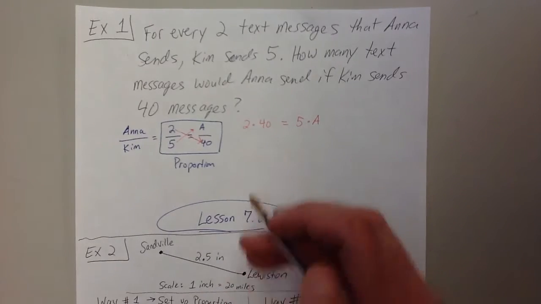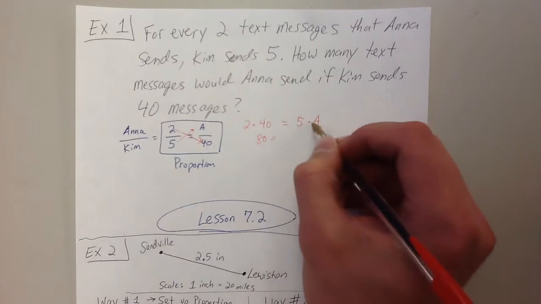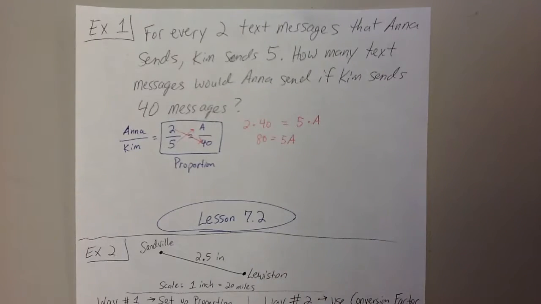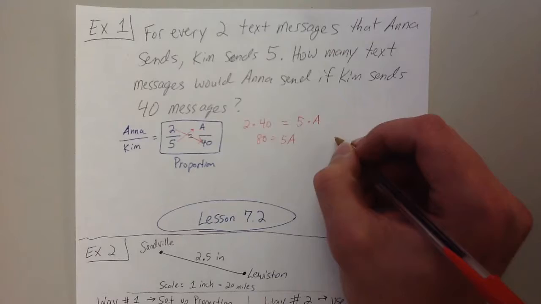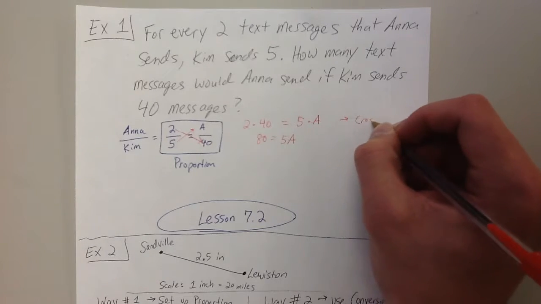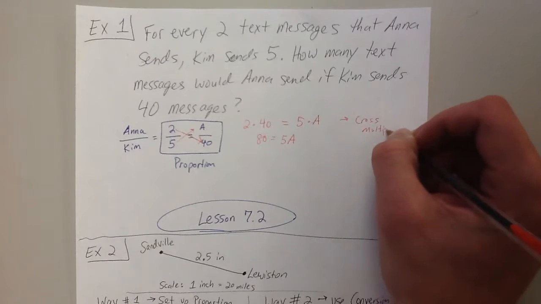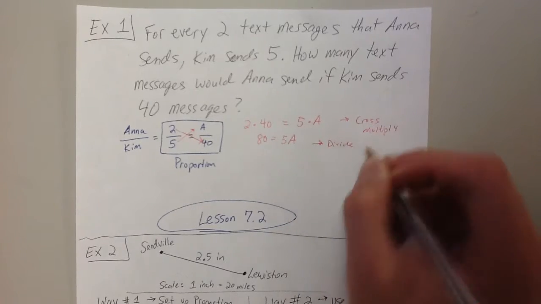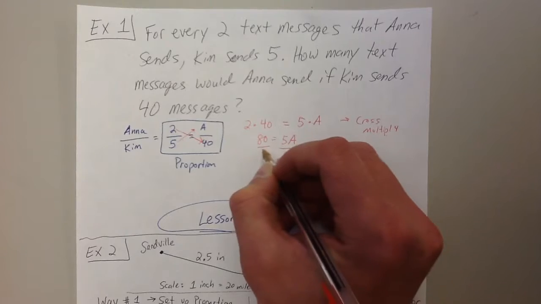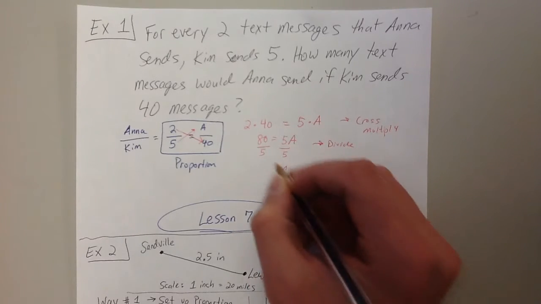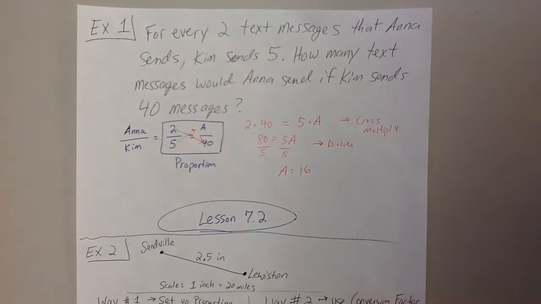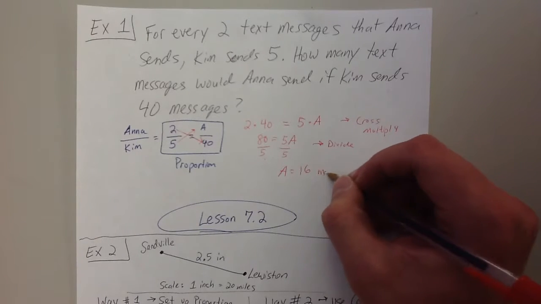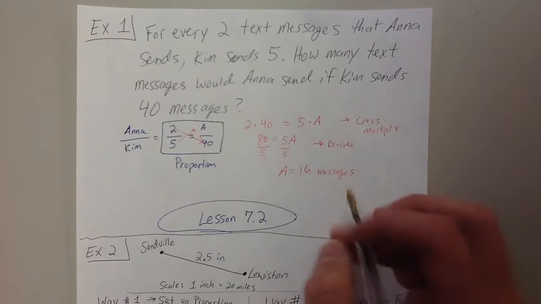Okay, on the left side I have 2 times 40, which is 80, and 5 times A, which is 5A. To get A by itself, after I cross multiply, then I divide. Now I divide by the coefficient of the variable. So I divide both sides by 5. So A is equal to 80 divided by 5, which is 16. So if Kim sends 40 messages, then Anna sends 16 messages.